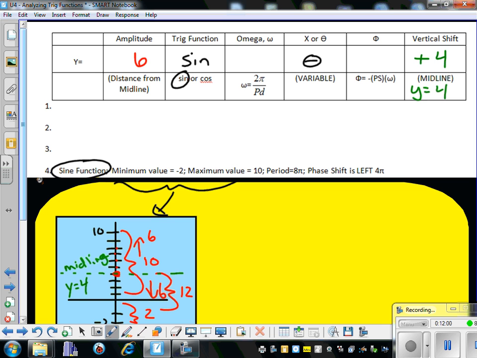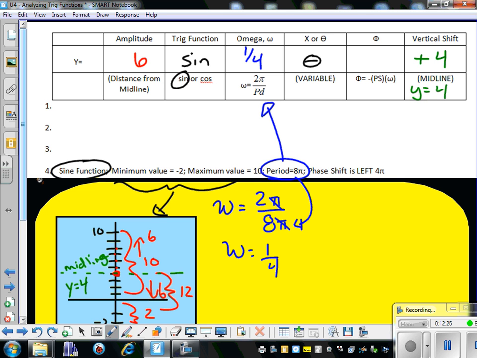So now it says, what is my period? My period is 8 pi. Well, period goes with my omega, so that tells me omega equals 2 pi divided by 8 pi. So my pi's cancel out, and 2 divided by 8 is 1/4. So omega is 1/4. It does tell me I have a phase shift. My phase shift is left pi/4. So my phase shift is -4 pi because if I go in a left direction, that is in a negative direction.